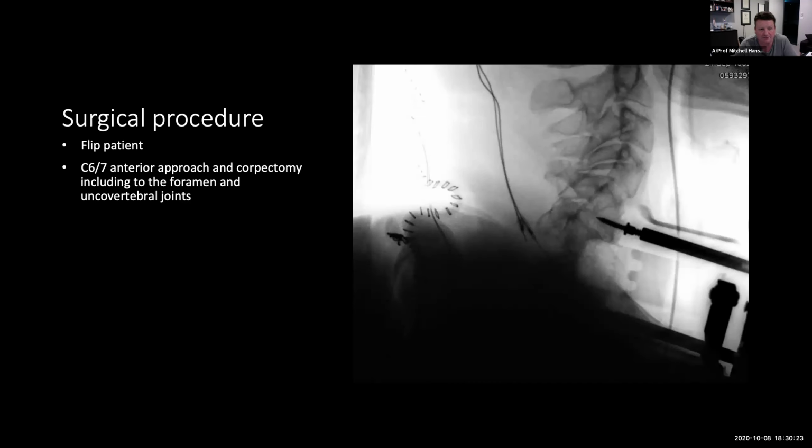So then I flipped the patient and did an anterior approach to the C6-7, and then undertook the corpectomy, as I said, to include the foramen and the uncovertebral joints, because this is where I thought I'd get most of my correction. So this X-ray was done partway through.